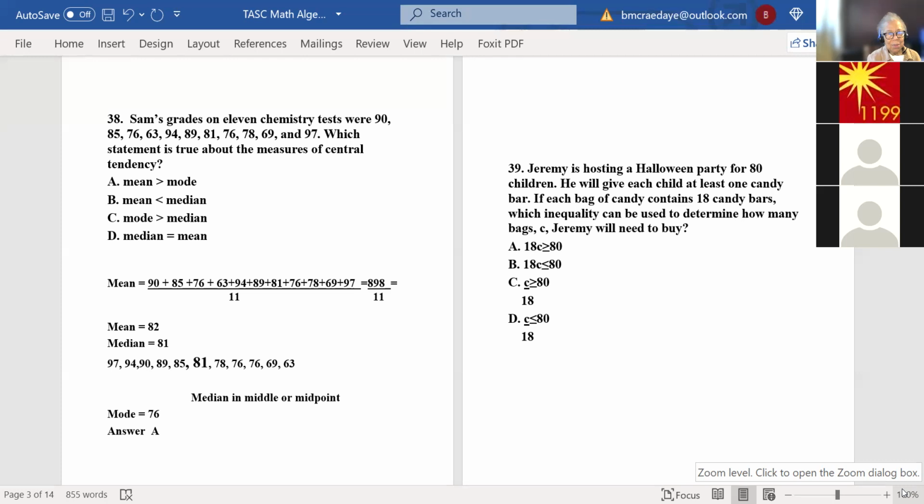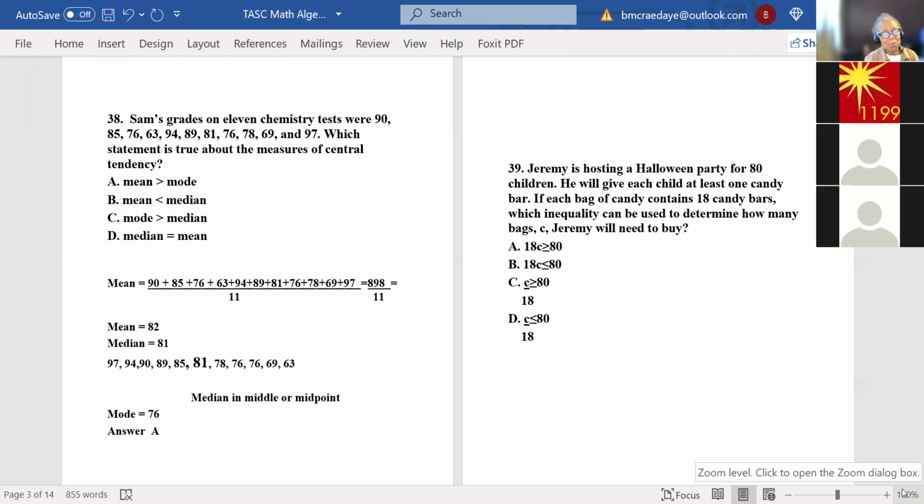You're saying bags divided by 18 has to be less than or equal to 80. But at least one candy bar and there are 80 children. What does that mean, Maureen? That means you have to have what number of candy bars? At least 80.